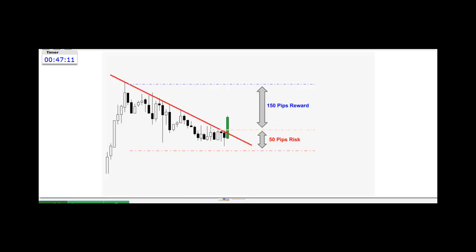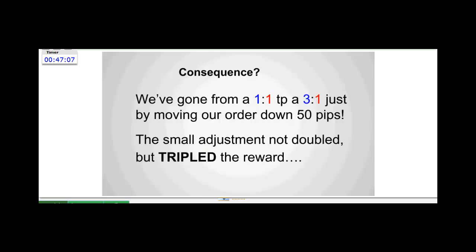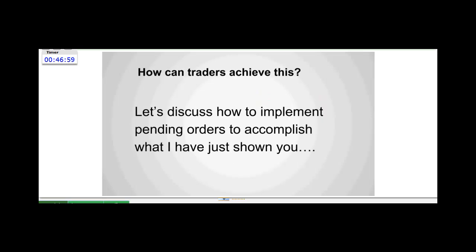Yeah. So back to that example here. We went from 100 to 150 versus 50. So it's just explaining this fact that it not only doubled but tripled, right? That's the consequence. Alrighty. So just take a sip of water, and then we'll discuss how to implement these pending orders to accomplish what I've just shown.